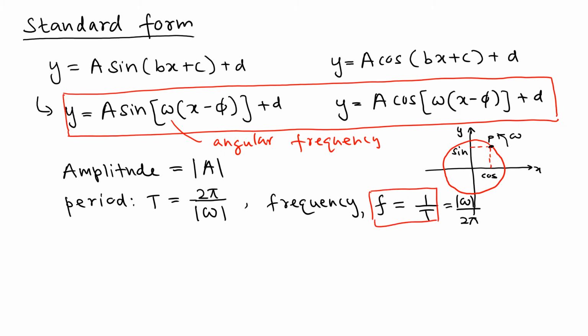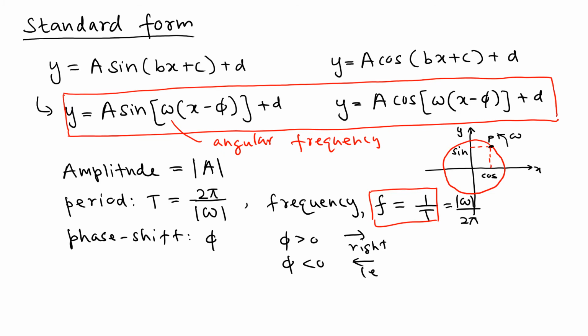Okay, and then we also have the phase shift. The phase shift is simply phi. In this form, if you write it with a negative sign, phi is the phase shift. When the phase shift is positive, it's going to move to the right from the original position. If phi is negative, it's going to shift to the left from the standard position. Standard position is like the regular sine and cosine graphs.